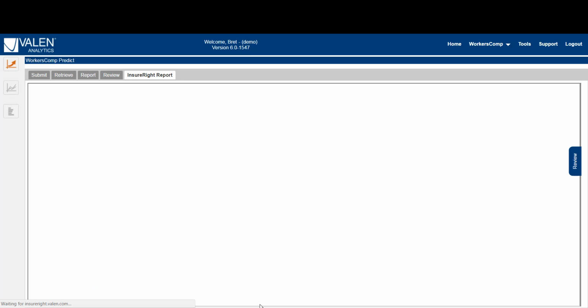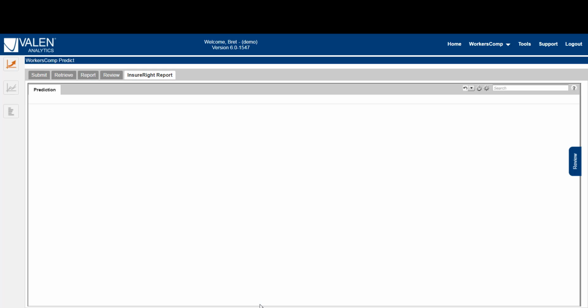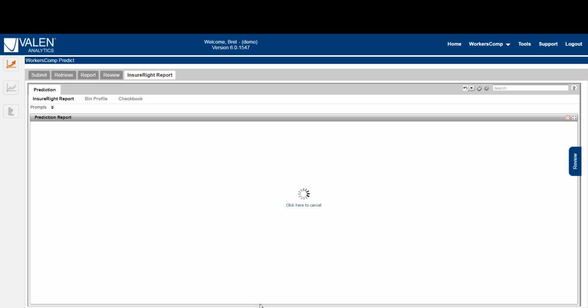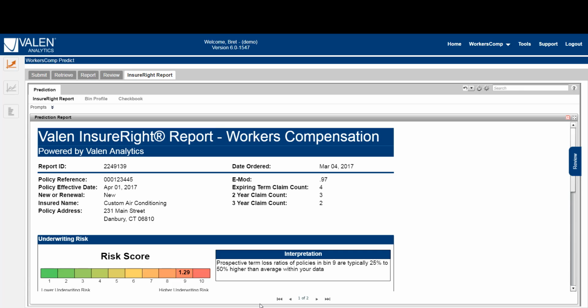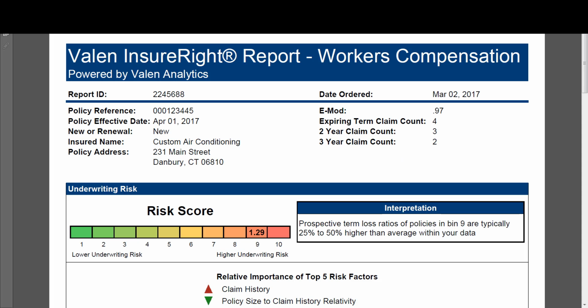The report is going to be available to us online in this window as well as in PDF form. Many carriers embed this PDF into their document management systems. The InsureRight report is a summary of the inputs and outputs of the InsureRight model. What we see at the top is the demographic information for this account: name, address, EMOD, prior claim history, and so on. It's what we entered in the Predict screen on the previous page.